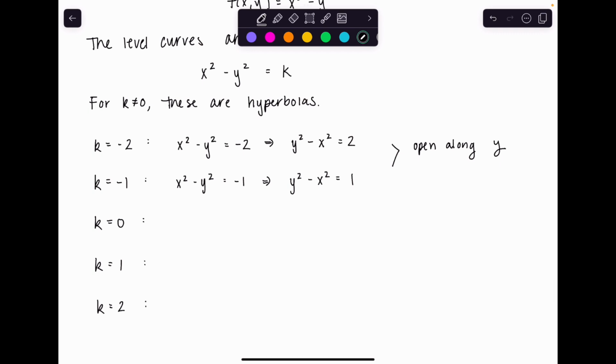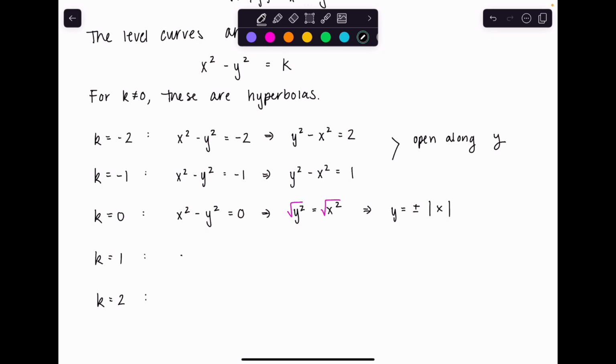When k equals 0, that gives us x squared minus y squared is 0, which is the same thing as saying y squared equals x squared. And then remember, when you take a square root, you get a plus or minus. And then also, with one of the variables, you need an absolute value. So really what you get here is y equals plus or minus the absolute value of x.